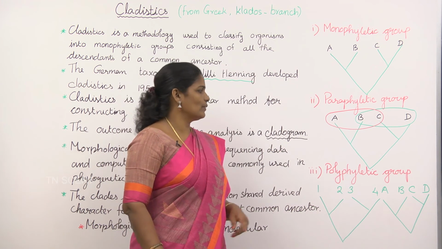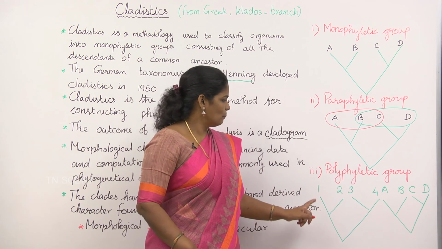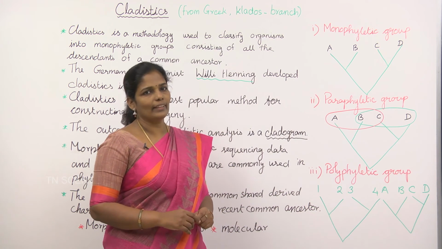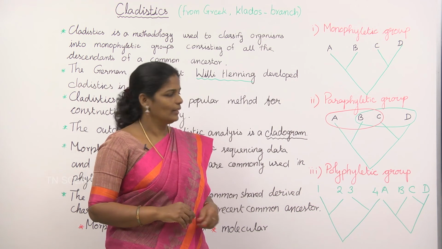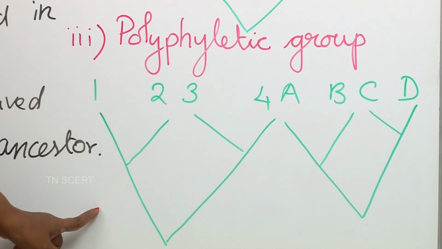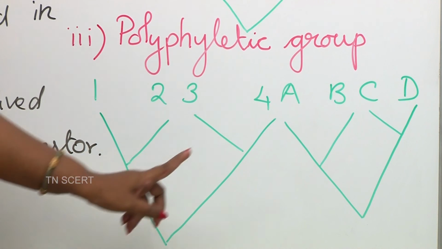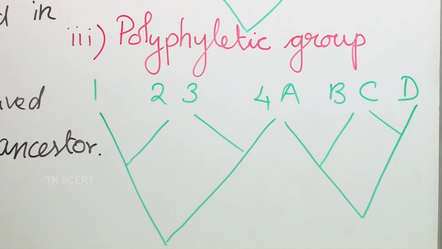Then the third type is the polyphyletic group. The polyphyletic group is nothing but taxa that include members from two different lineages. Here you see this is from one lineage and this is from another lineage, okay. So these two, if we consider this alone, we call this a monophyletic group, and that separately considered as a monophyletic group, isn't it? So these two were derived from two different lineages, that is why we call this a polyphyletic group.